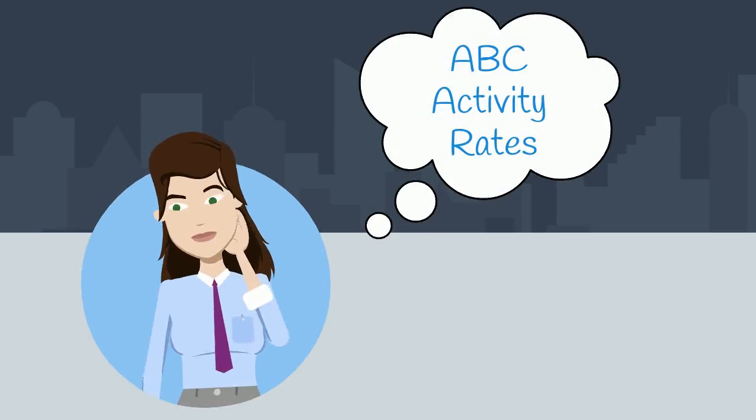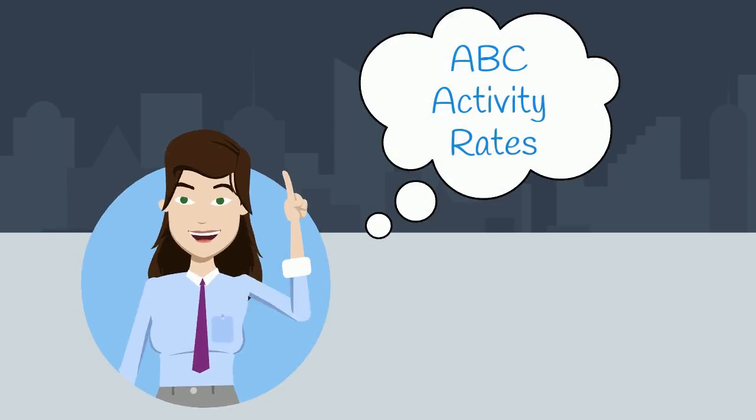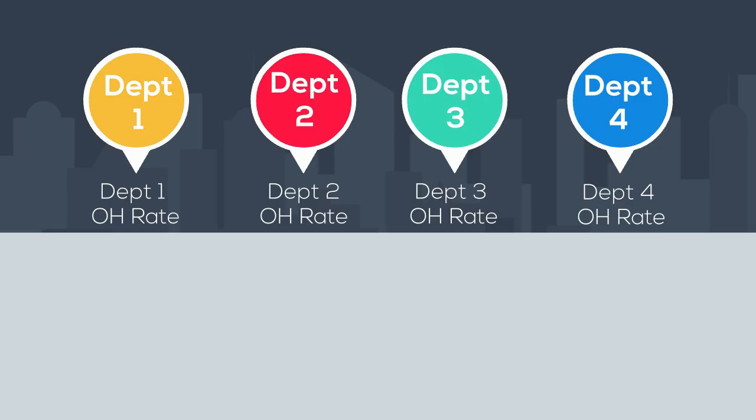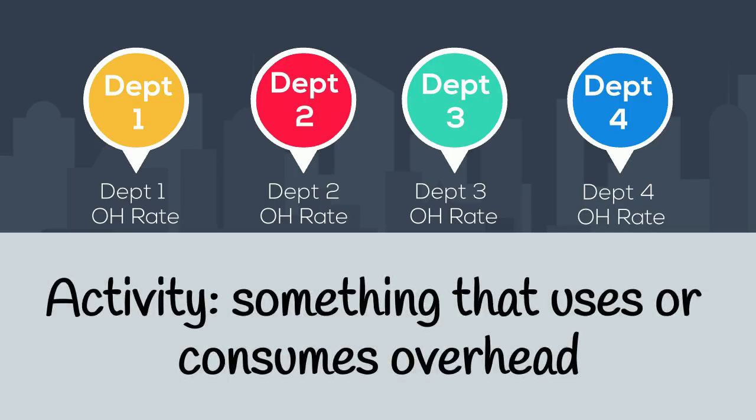What are these ABC activity rates? Well, they're a lot like departmental rates. With departmental rates, each department in the production process has a different overhead rate. With ABC, the production process is broken down into activities. An activity is something that uses or consumes overhead.